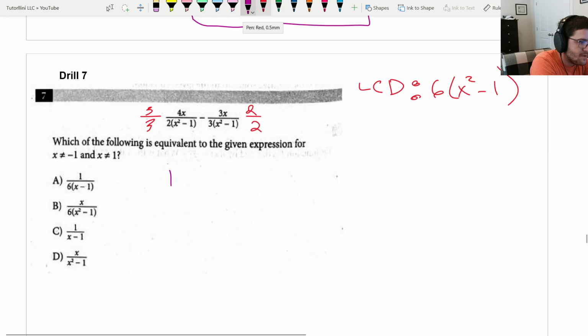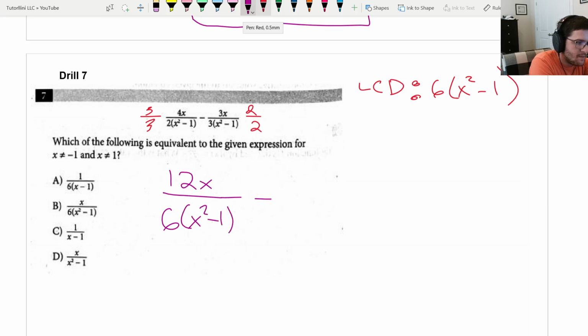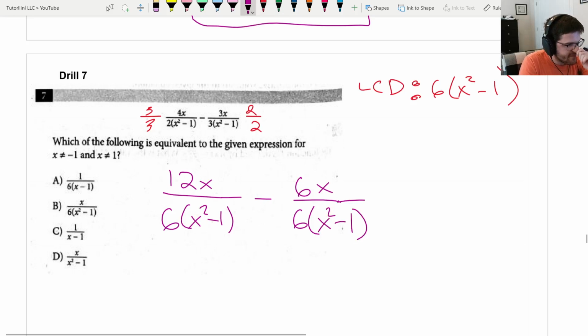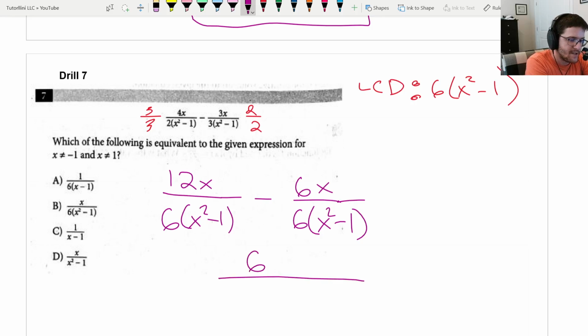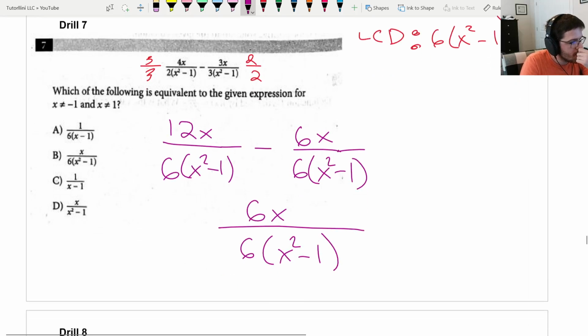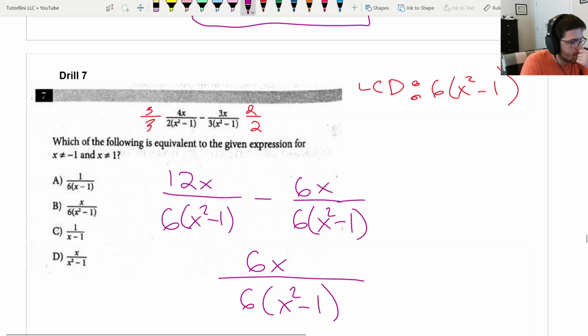So we get 12x over 6 times x squared minus 1, minus 6x over 6 times x squared minus 1. And now that we have a common denominator, we can shove it together. So 12x minus 6x is 6x. So we get 6x over 6 times x squared minus 1. And let's see, did I do something wrong here?